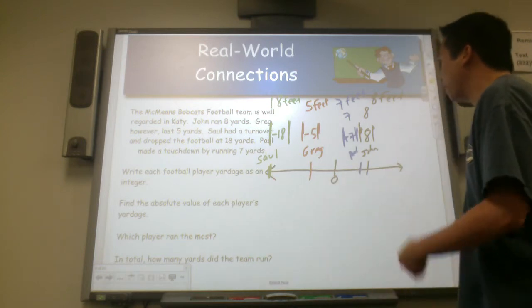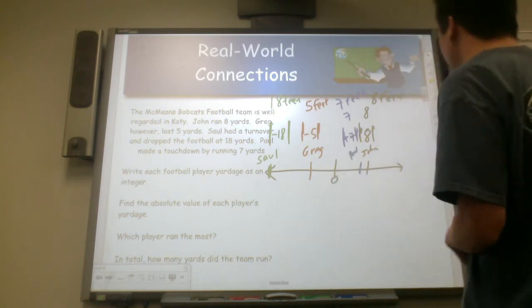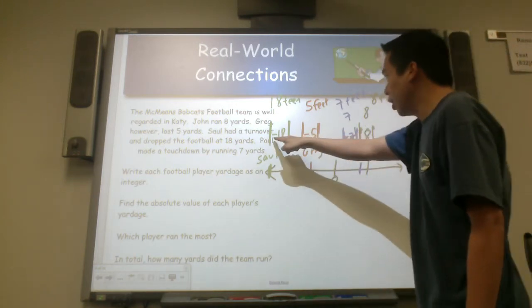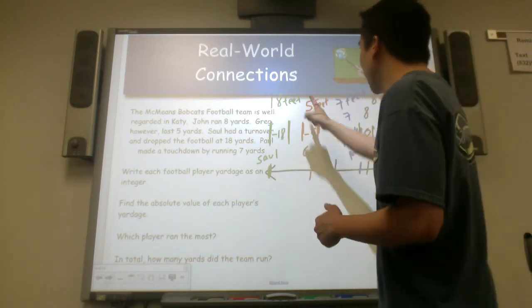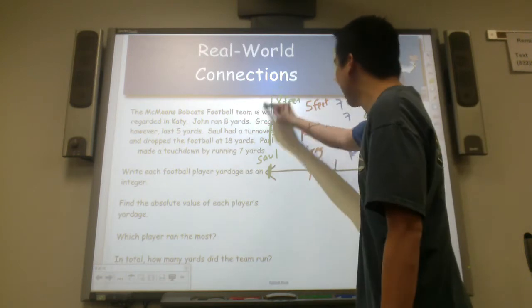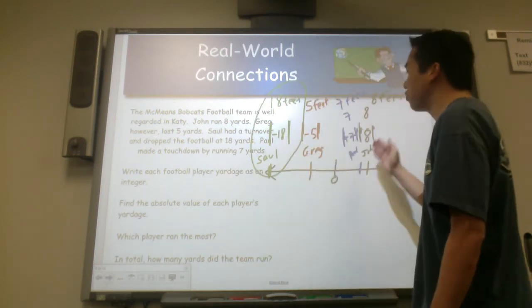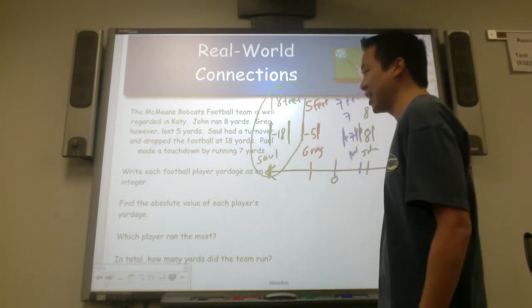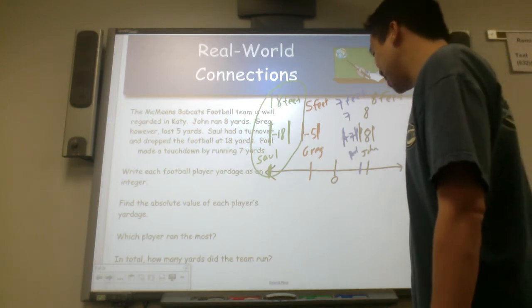Which player ran the most? Which player had the greatest distance from 0? Well, some people say it's 8, not negative 18, because that's negative. But we're talking about distance. Oh, so it must be Saul, because remember, his distance is 18 feet from 0. Even though it's negative 18, the distance from 0 is 18 feet. That's the absolute value.